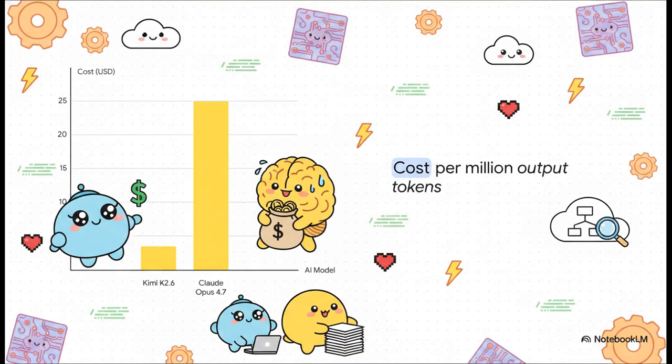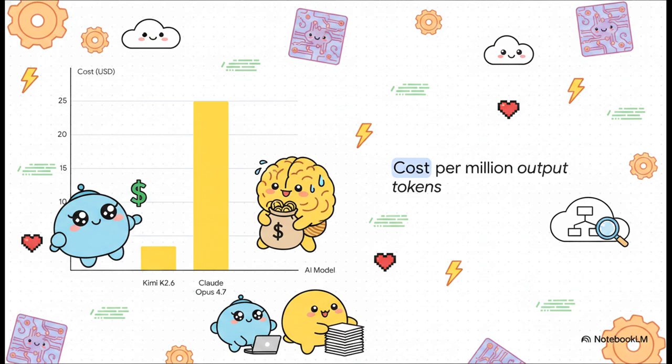Now, what's really interesting about this slide is just how staggering the price difference is. When we look at the cost per million output tokens, Claude Opus 4.7, which, look, is undeniably the enterprise gold standard for complex reasoning and reliability, comes in at $25.